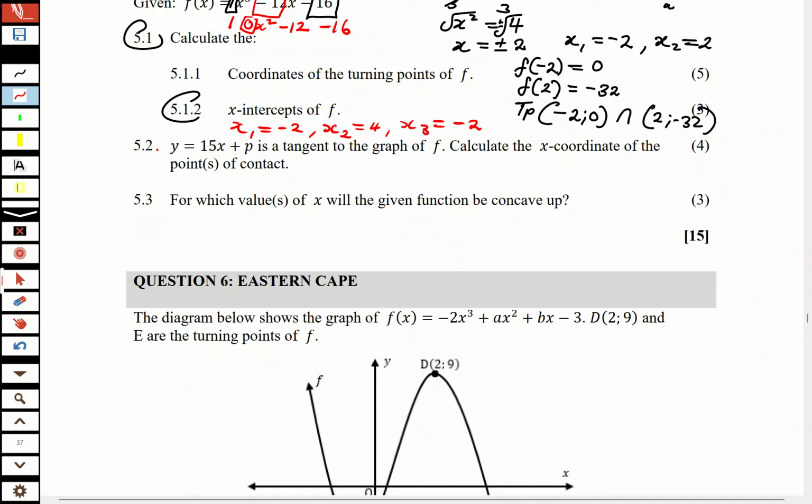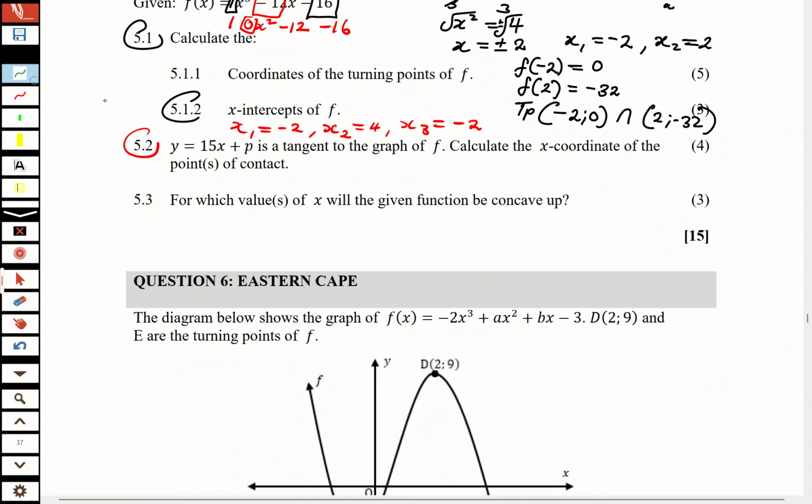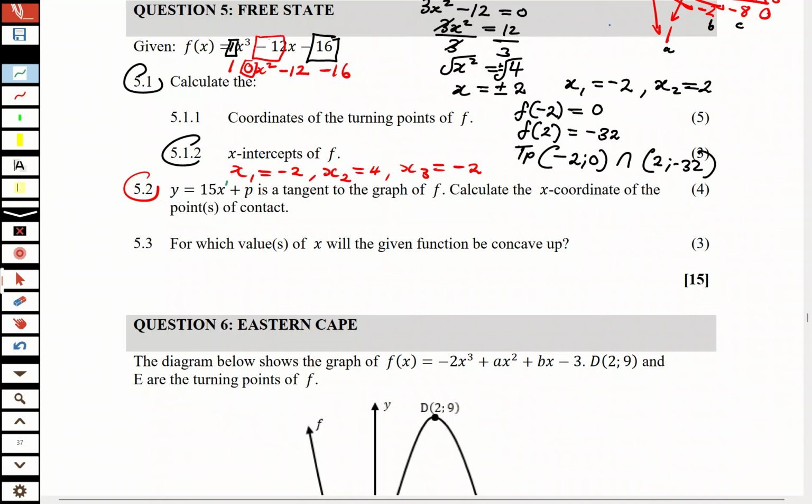Oh, this is this one there. So now let me use this one. Now they say y is equal to 15x plus p is a tangent. Okay, y is equal to 15x plus p is a tangent. Yes, it makes sense now, because the order is just 1, to the graph of f. What is f? This f that we're given there.